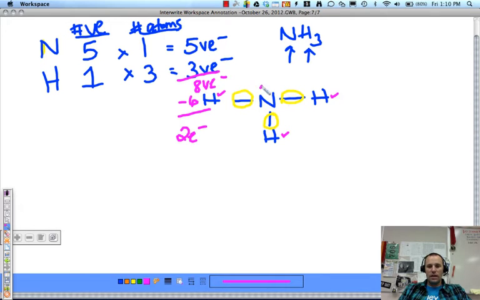It needs 2 more electrons, so we place the electrons as lone pairs on the atom, and then you have your full octet around the nitrogen atom. Okay, so that's why your final drawing ends up looking something like this.